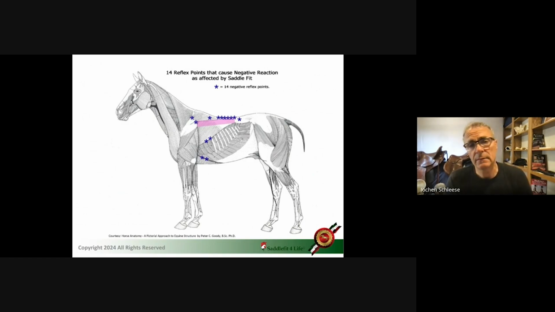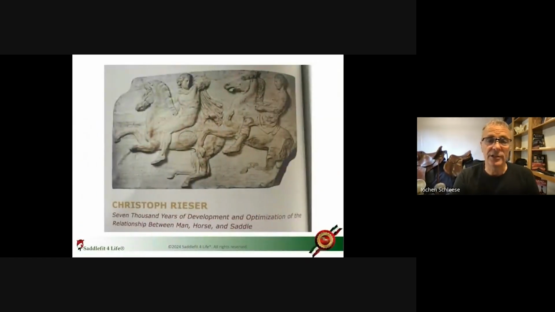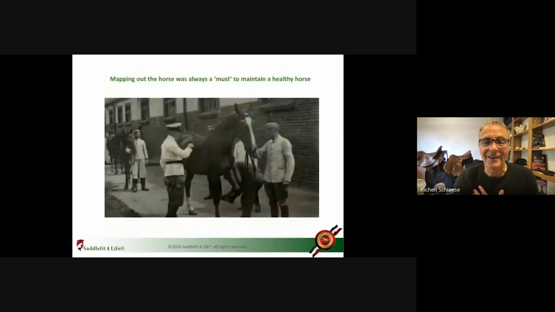And I hear sometimes people say, oh, my saddle is so designed it doesn't impede the shoulder because the horse doesn't need to move the shoulder back. It's amazing when you hear stories like that. The fact is that when the horse moves, the scapula moves upwards and backwards, and if the saddle doesn't fit right, it will be a problem. As I mentioned last time, people have tried for thousands of years to get the best optimization of the relationship between horse, saddle, and man, of course.